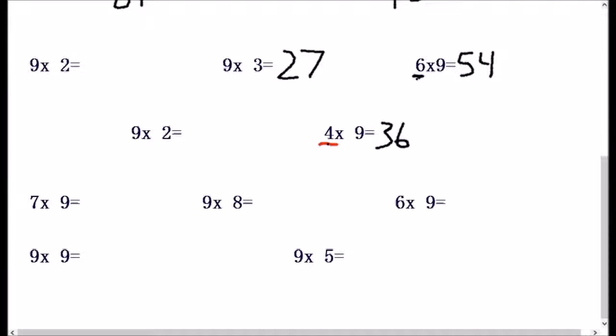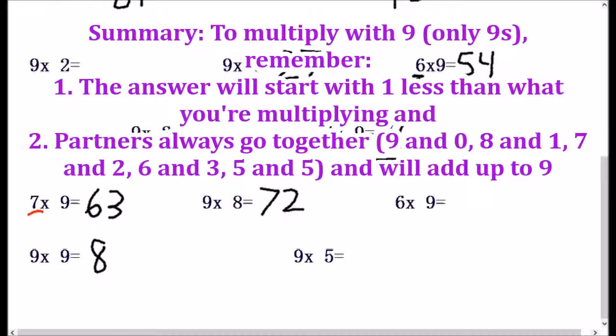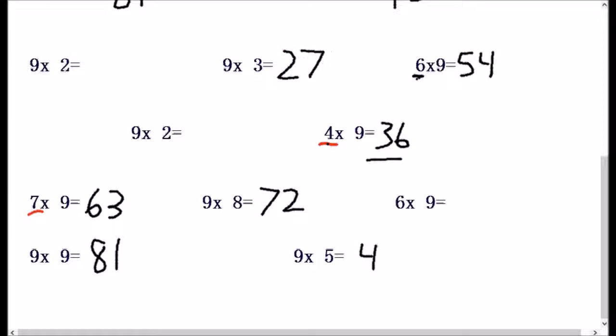7 times 9 will start with a 6. Our 6 partner, 3. Just saw that over here. 9 times 8 will start with a 7, and what partners with the 7? Hope you got that one. 9 times 9 will start with an 8, and our partner for our 8? Alright, 9 times 5 will start with a 4, and what partners with the 4 is a 5, and there you go.